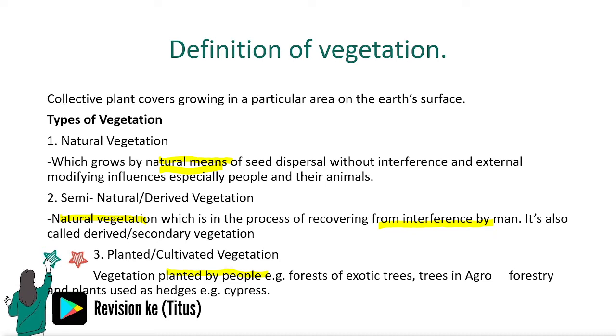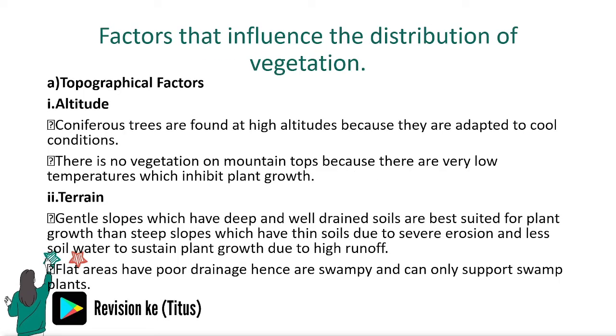Let's look at the factors that influence the distribution of vegetation. The topographical factors are altitude, where, for example, there is no vegetation on mountaintops because of very low temperatures which inhibit plant growth. Two, terrain. So gentle slopes which have deep and well-drained soils are best suited for plant growth than steep slopes which have thin soil. So flat areas have poor drainage, hence are swampy and can only support swamp plants.